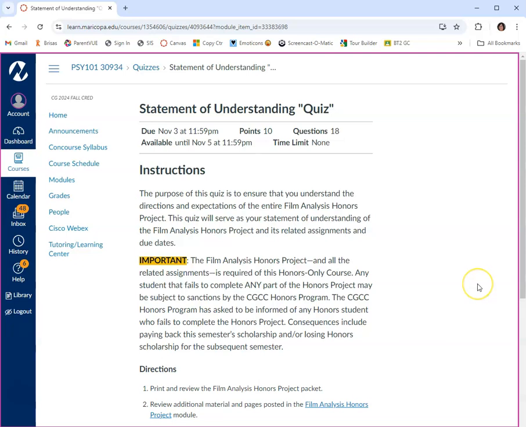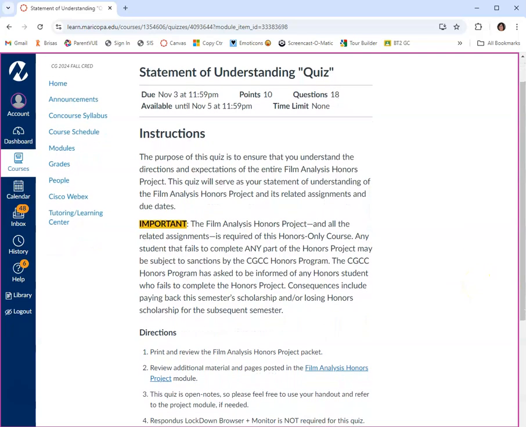There is an additional assignment this week because it involves a film analysis project. I want to make sure that you understand the expectations and related assignments and due dates of this comprehensive project. After reviewing the project packet and the project module on Canvas, please complete this Statement of Understanding quiz. Now, this quiz is open notes, so please feel free to use your project packet and refer to the module if needed. Respondus Lockdown Browser and Monitor are not required for this quiz.